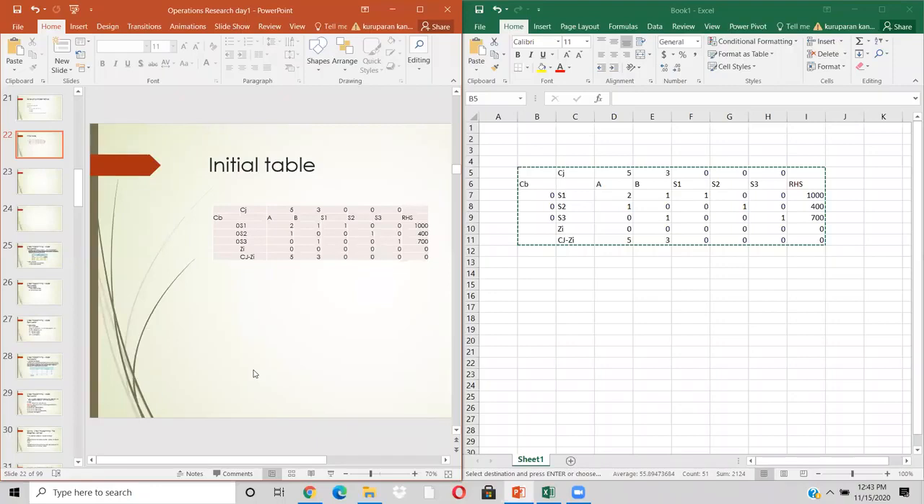Okay, do you have any doubts, guys? Okay, fine. How do I get the value for CB? CB is the coefficient of these basic variables. For S1, what is the coefficient in the objective? Go to the objective function and see what is the coefficient for S1.